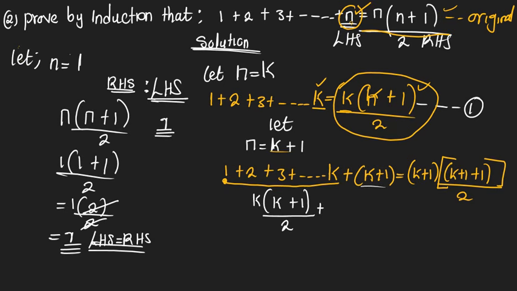Plus this part here, k plus 1, equal to k plus 1. Then inside, this is going to be k plus 1 plus 1. This is going to be k plus 2 over 2.